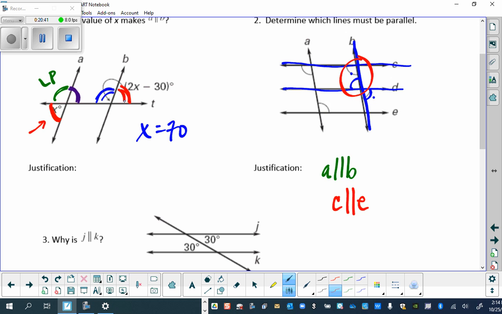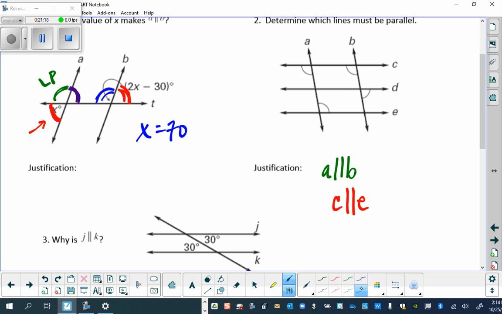When I look at number 2, A is parallel to B because of these corresponding angles. C is parallel to E because of these alternating, no, C is parallel to E because of these alternating interior angles. Somebody last class wanted C and D to be parallel, and they are not. What? Why not? C and D are not parallel.